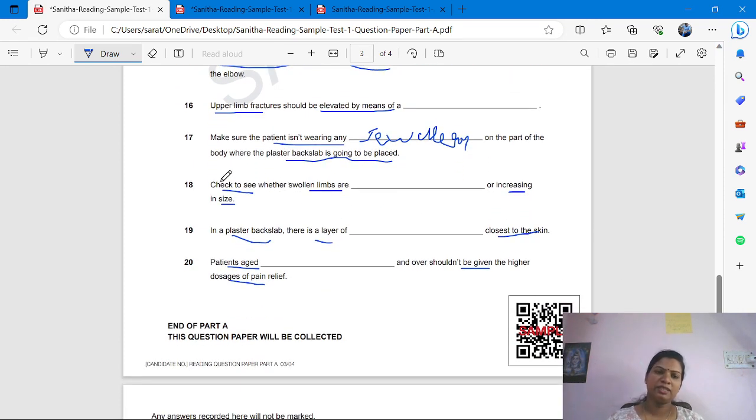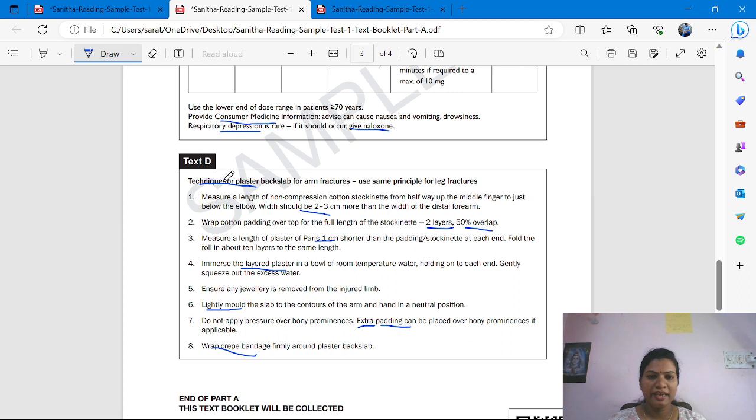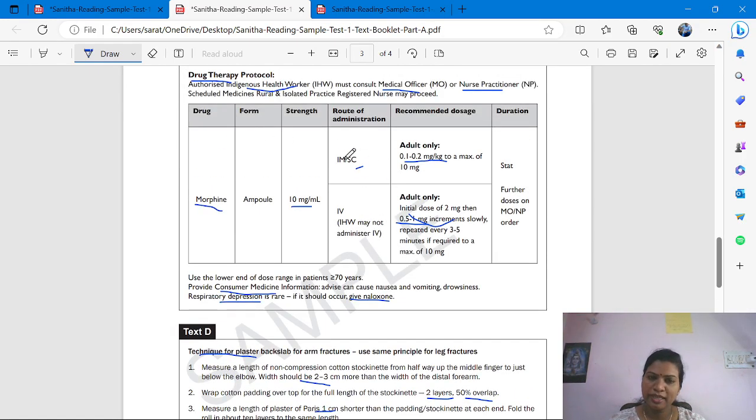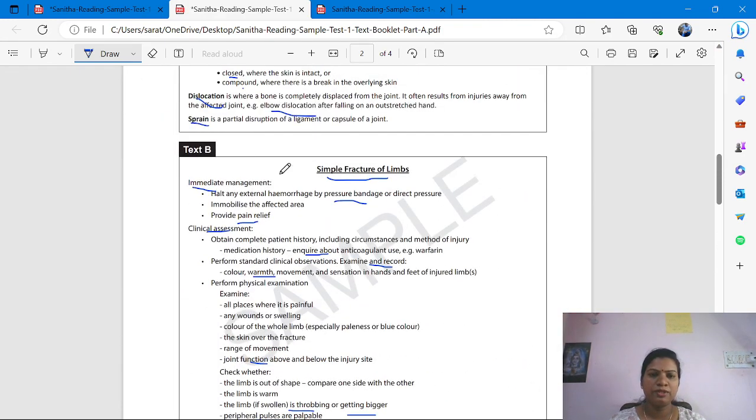Next question. Check to see whether swollen limbs are large or increasing in size. We have to check whether the swollen limbs are increasing in size or dash. We have to find out the answer. The last paragraph we already read is saying about the plaster back slab. The second paragraph also they are saying about the duct therapy. Then we have to come to text B. Simple fracture limb, immediate management, external coverage by pressure bandage or direct pressure. If there is any hemorrhage, you have to apply pressure bandage or direct pressure. Immobilize after, they are saying like that.